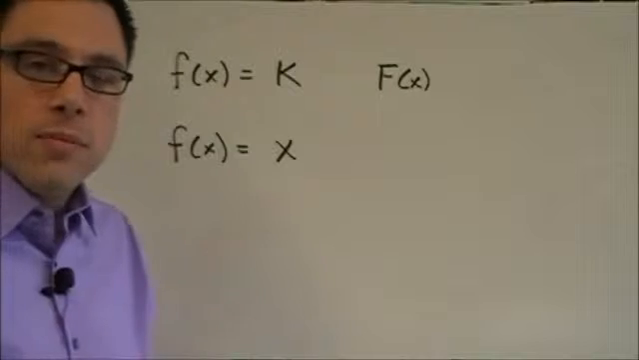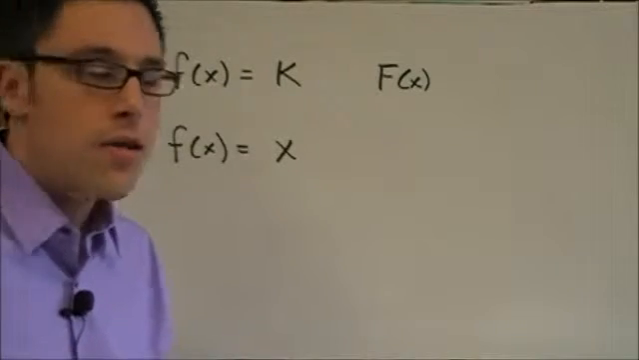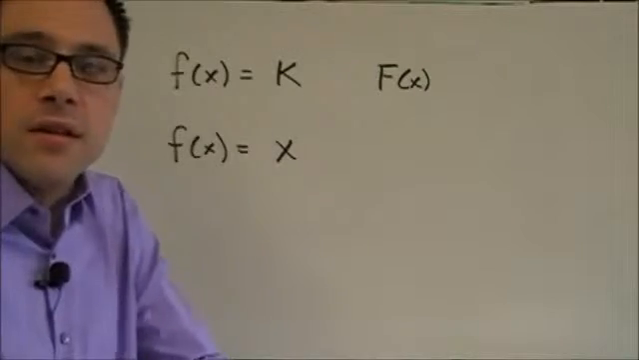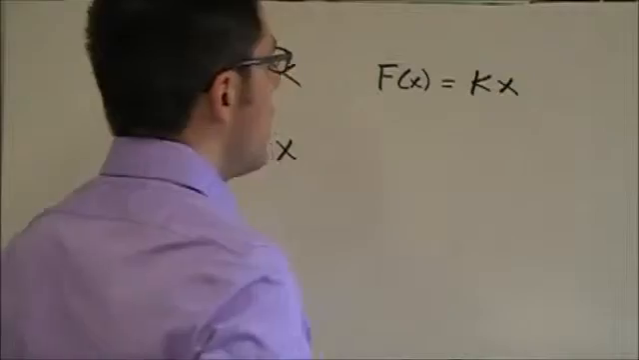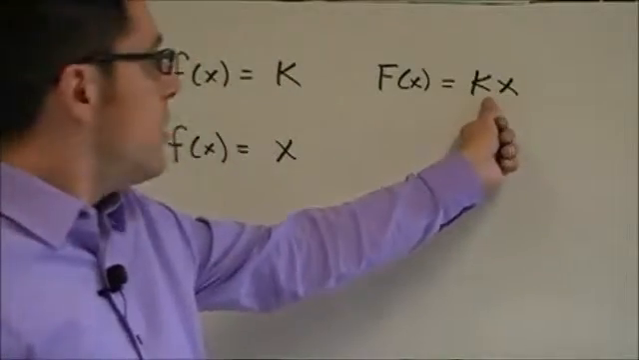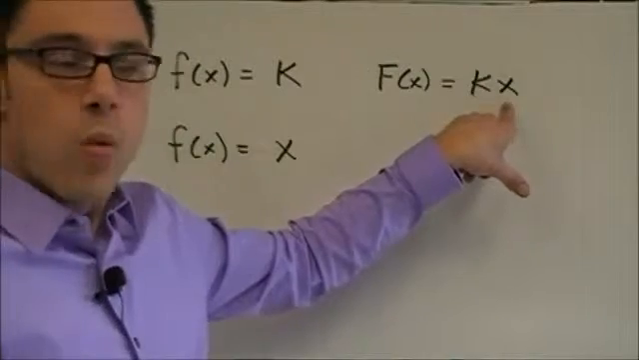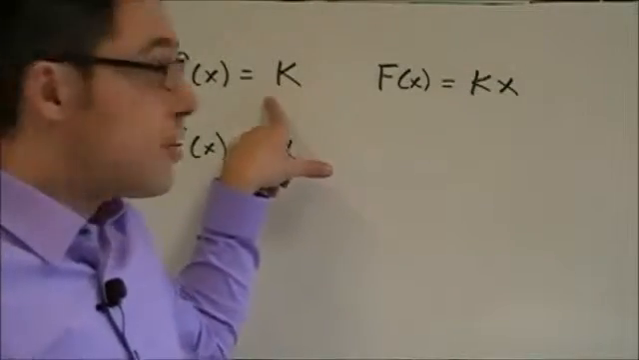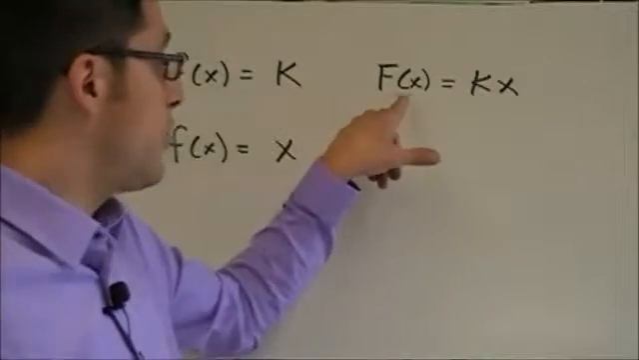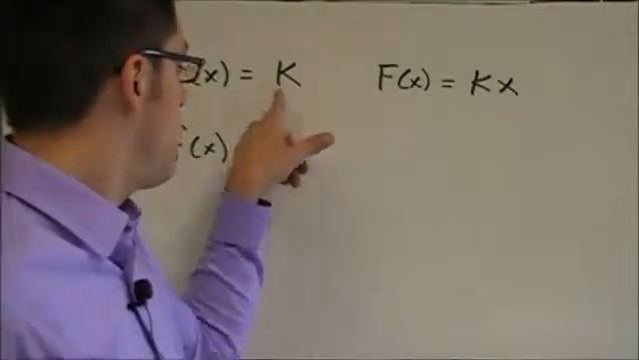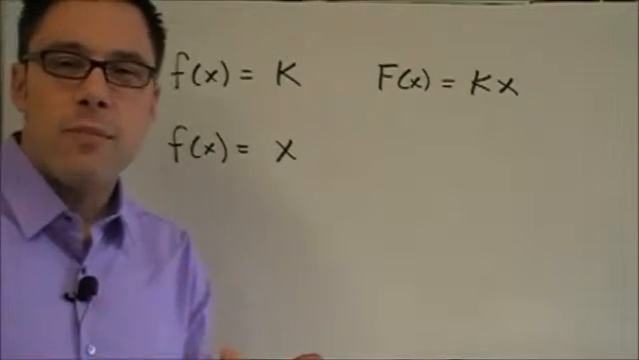And if you think about it, the derivative with respect to x of x is 1. So if I have a constant multiplied by x, that'll work. Look, if we have k times x, if I take the derivative of this, the k is just a constant, it stays there, but the derivative of x is 1. So in fact, it gives me this. So capital F is the antiderivative of small f, because when I take the derivative of that, I get little f.